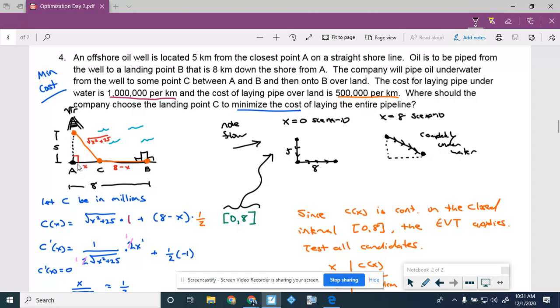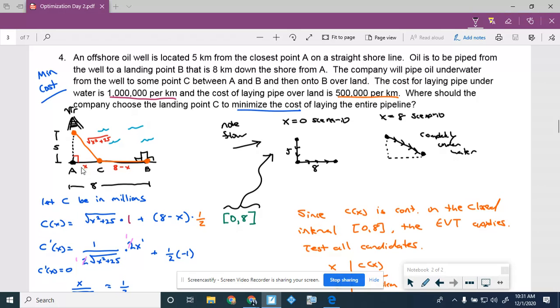Should we put it in the middle? Should we put it over here? Where should we put it? So now I got to label my picture, right? So these things in red weren't given. So you're like, where did I get them from? Well, since I'm trying to figure out where to put C, I got to figure out how far away from A this landing point C should be. That's an unknown distance. I decided to call it x.